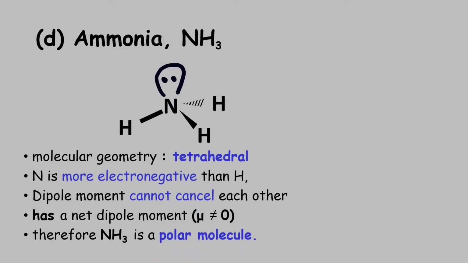We look at the last one. Ammonia. Ammonia is also tetrahedral, but if you look again, its molecular shape is trigonal pyramidal. Right? It will form a triangular pyramid. So, N and H. N is 3.04 while H is 2.2, what is the electronegativity difference?